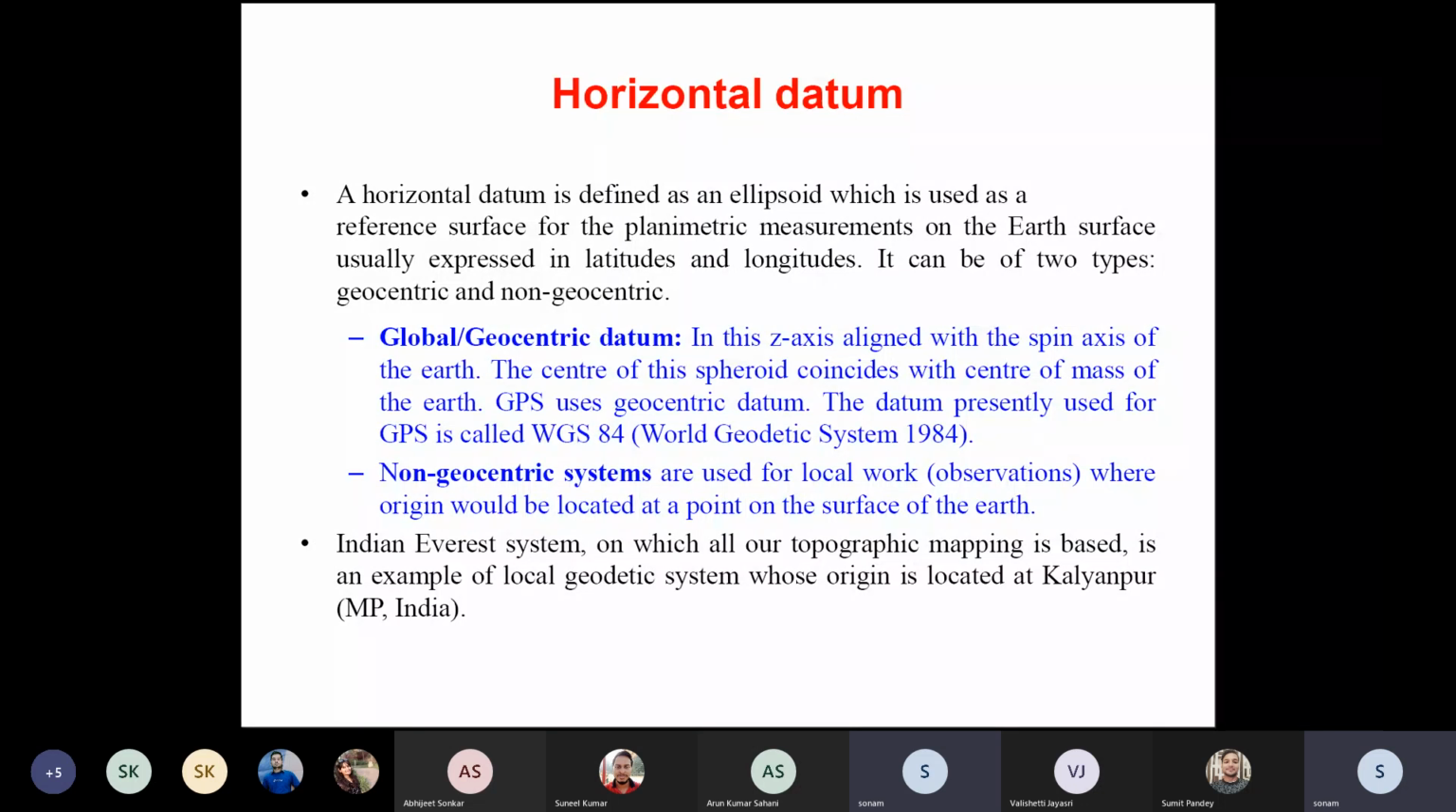Because you will hear this WGS 84 all the time throughout the MTech, throughout most of the subjects, every time there is WGS 84, somewhere during the laboratory session, somewhere during the theory session. So the first thing is, what is the full form of WGS 84? It is World Geodetic System 1984.